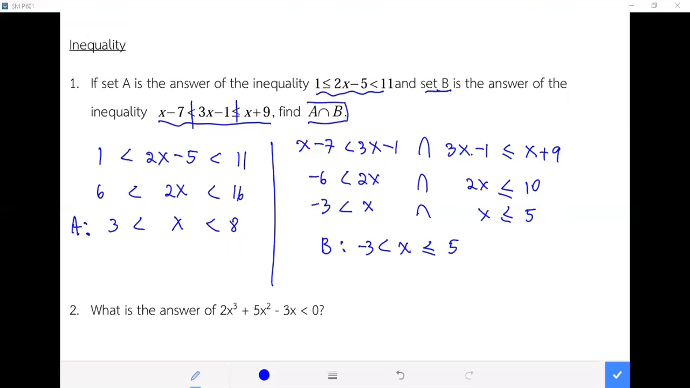Find A intersect B. You know it. So A intersect B is so easy. You intersect these two.